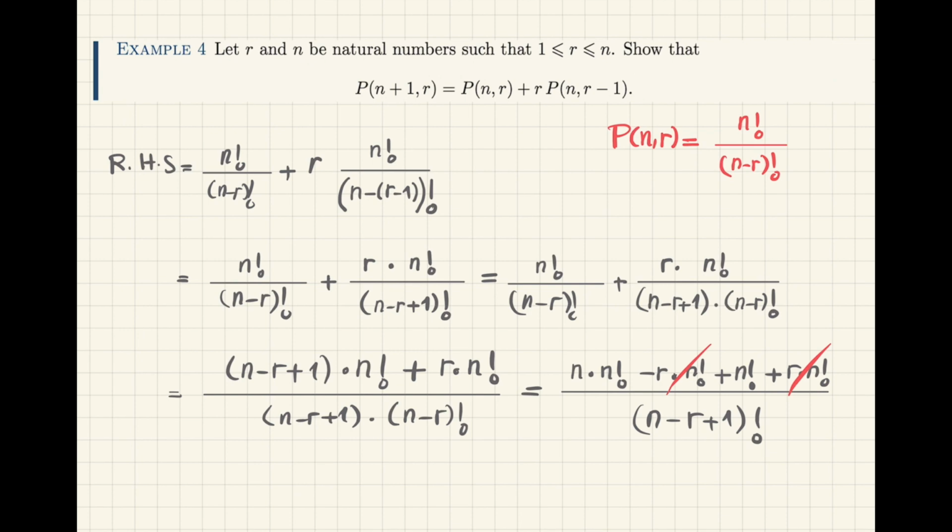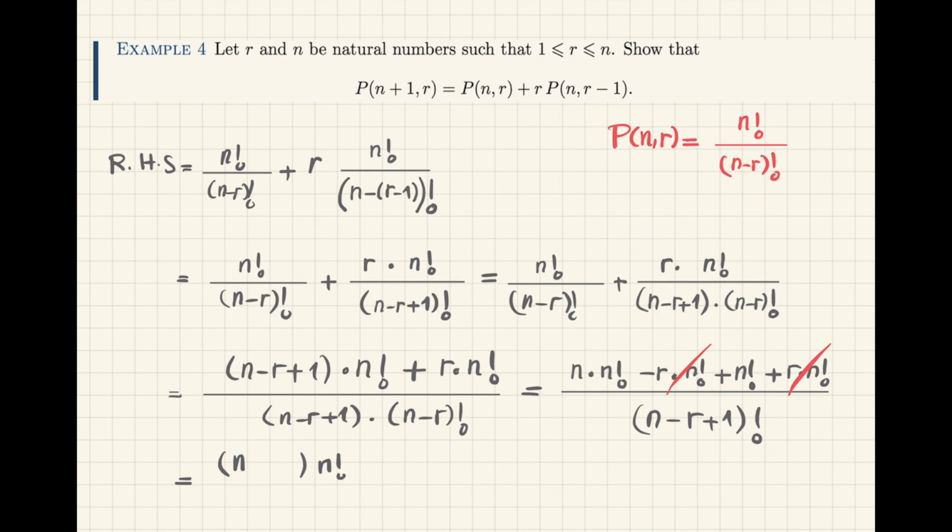And then what happens now? In the numerator, hopefully you see that this term has n factorial, this term also has n factorial. I can factor n factorial out. So let me write it on the right-hand side and open a pair of brackets here. If I pull this out and write it here, n is left.